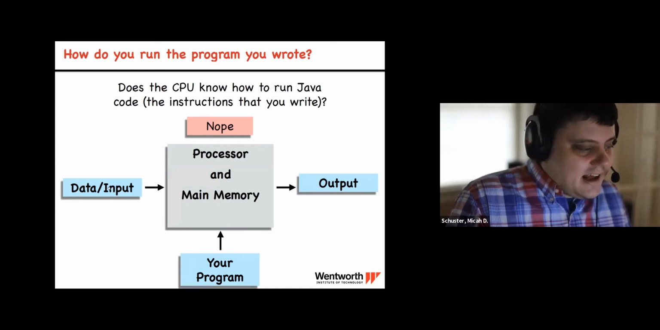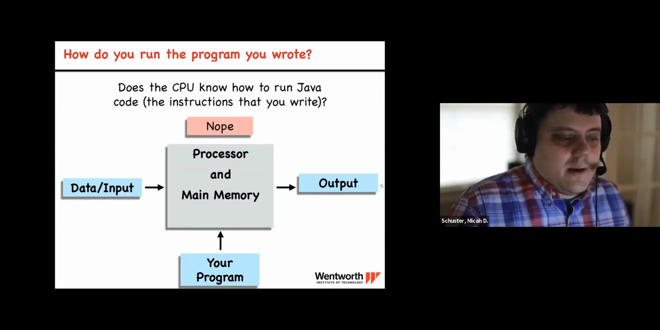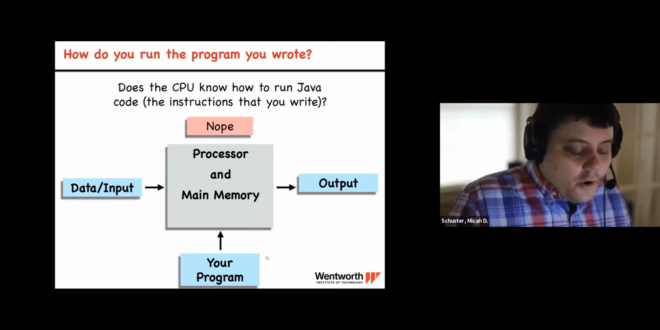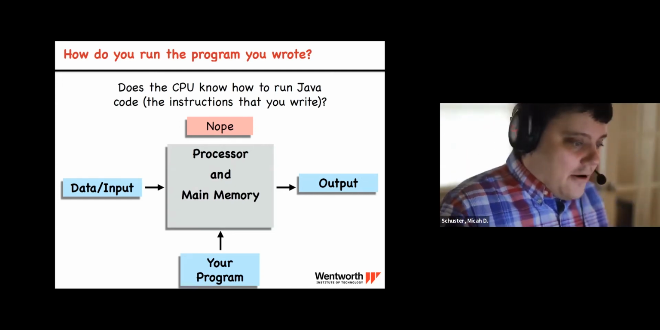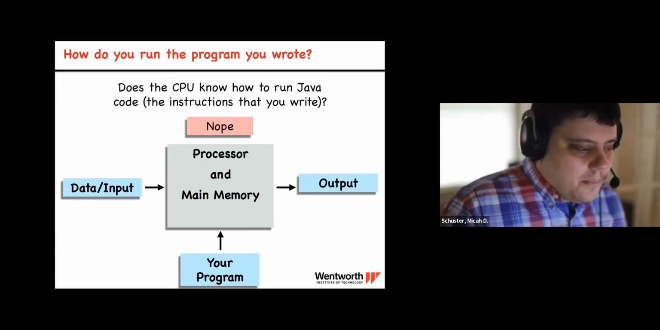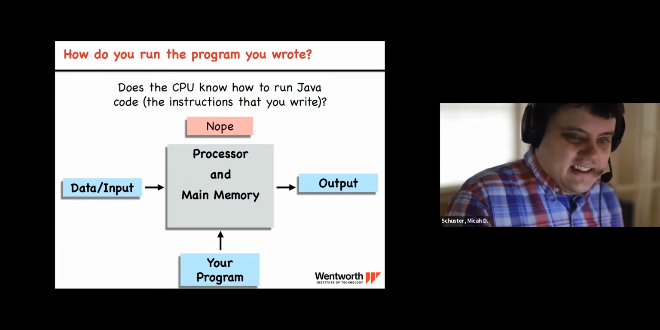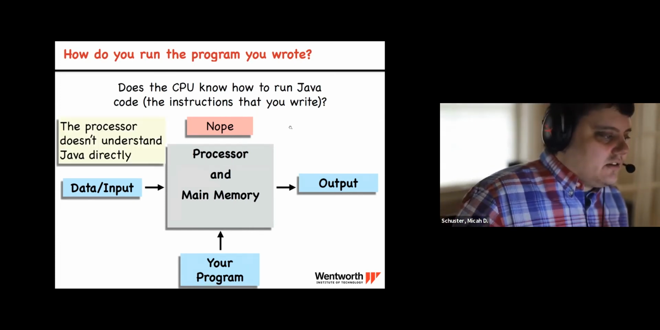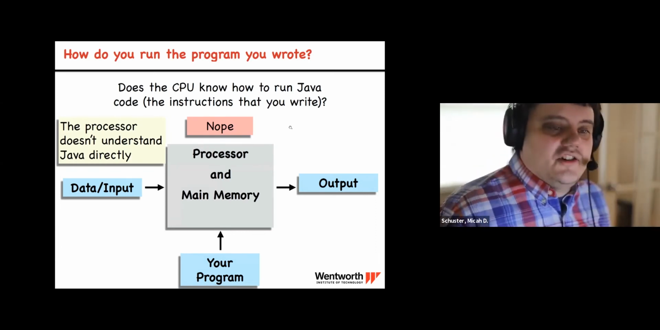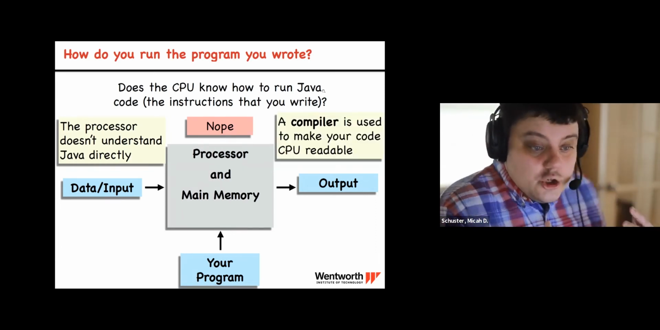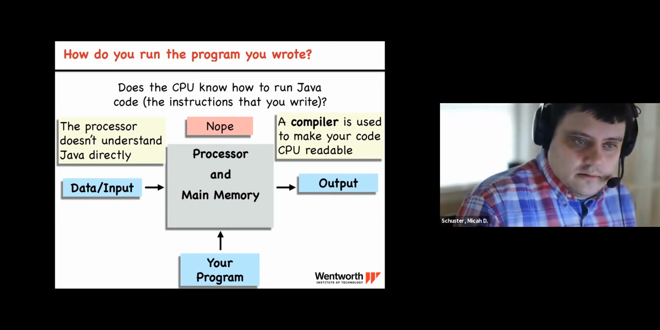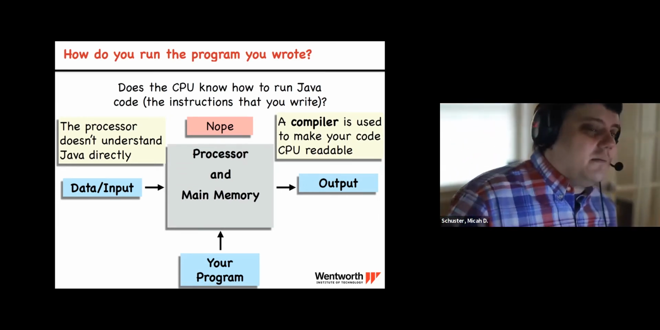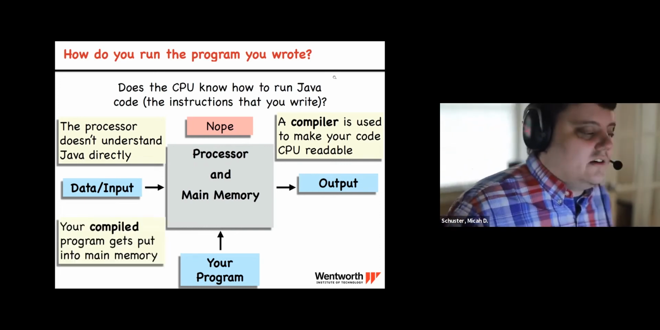So we got our data, whatever input we have, our processor, main memory, and our output. Your program will get loaded into main memory. So that's how you actually run your program, but the instructions are not like the text that you write. The processor doesn't directly understand any of that stuff. You use what's known as a compiler to make your code CPU readable. Now, Java has a compiler, and I'm going to show you what that looks like here in just a second.